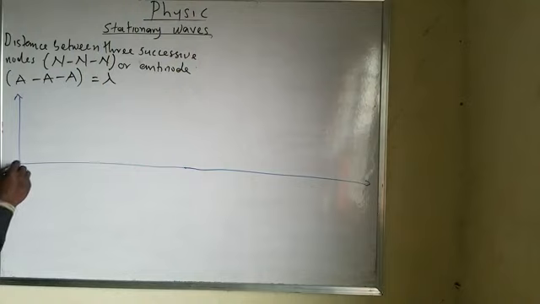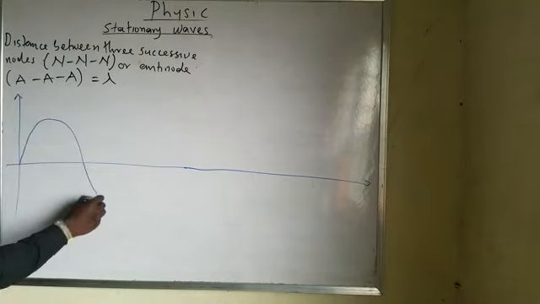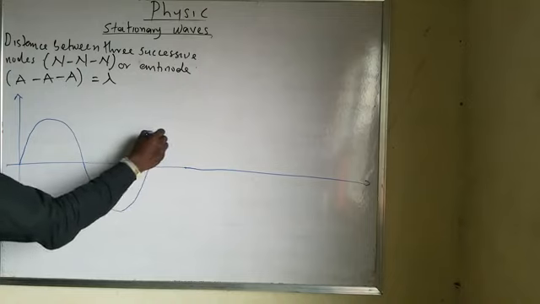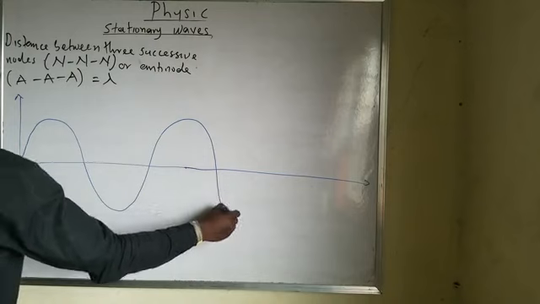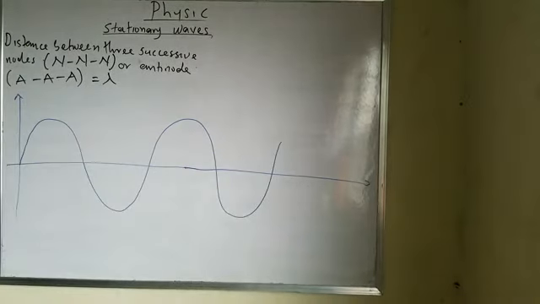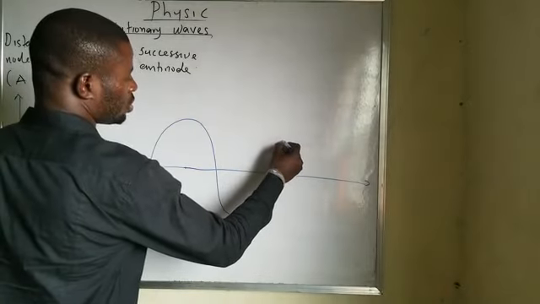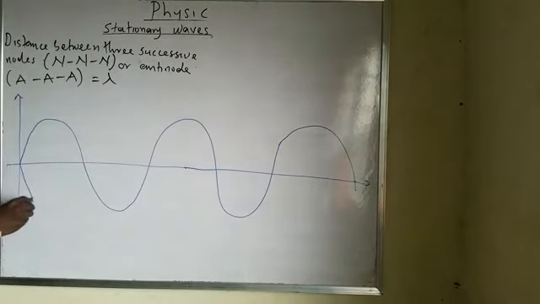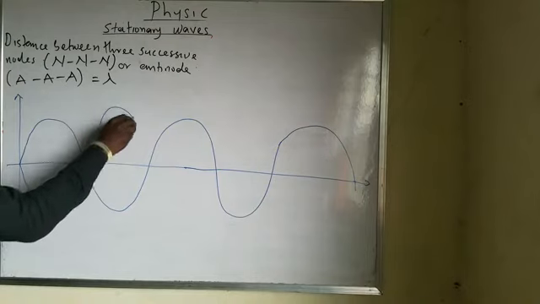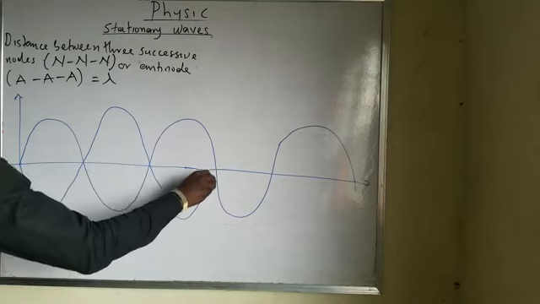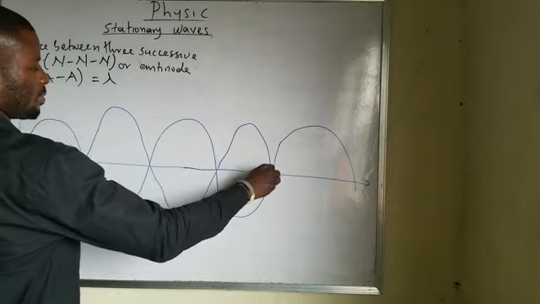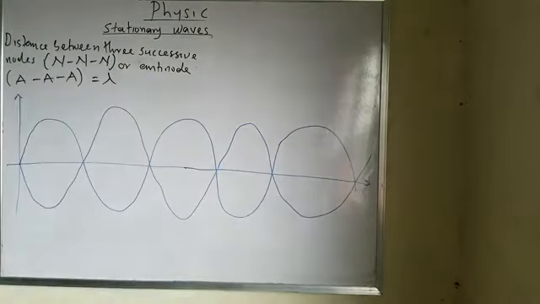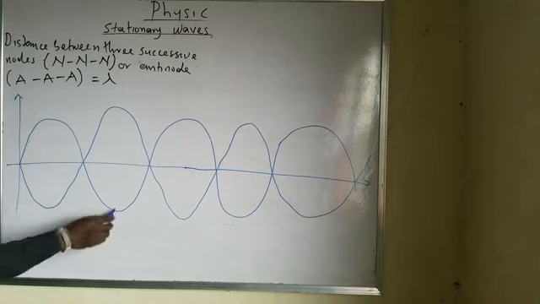It's very, very important. It means if I have the first one, this is one, and this is two. Now I have another one this way. Now, don't forget there are two waves. One is moving like this. This is one, and this is two.